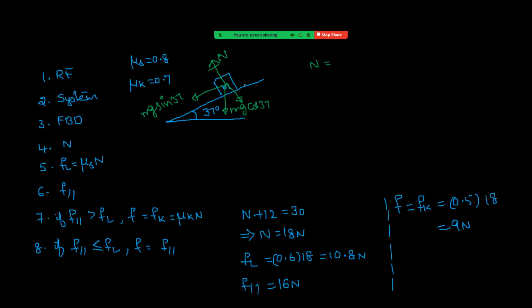Let us take mass equal to 2 kg. If mass is 2 kg, mg will be 20. So 20 cos 37. Simply, in terms of mass, it is mg cos 37.